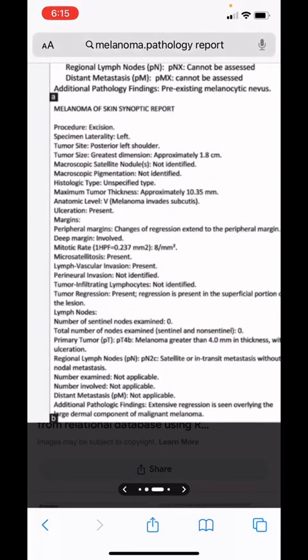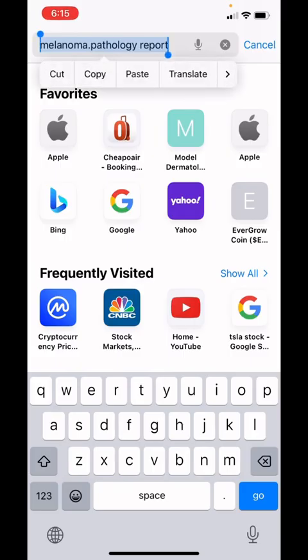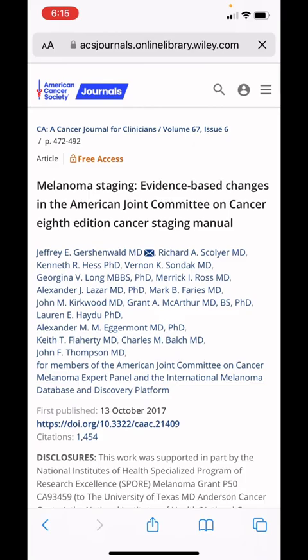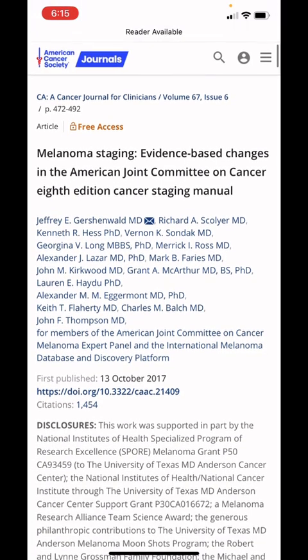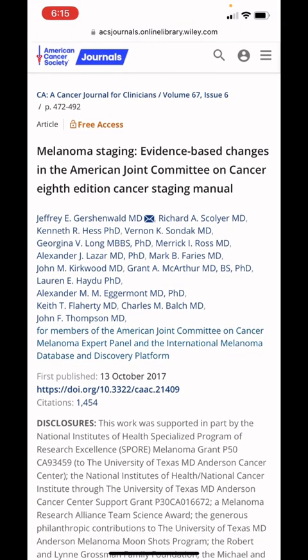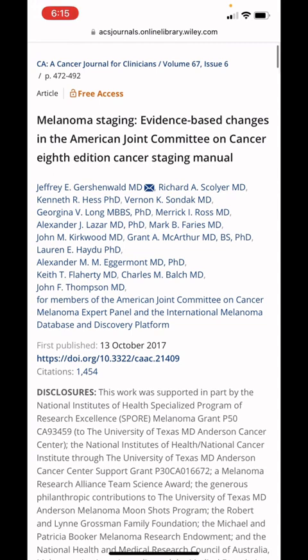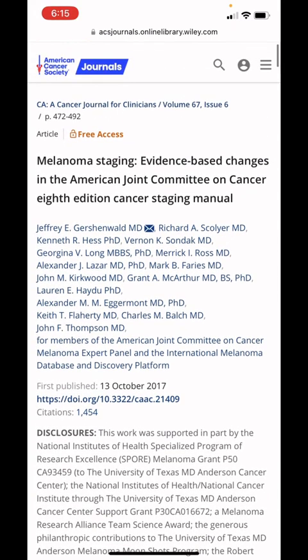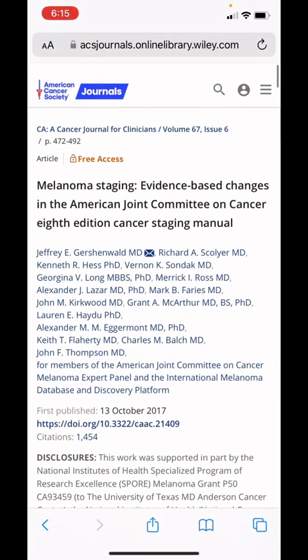Well, we go to these tables. Let me just open this article for you and tell you the name of it. Go to this article, Melanoma Staging: Evidence-Based Changes in the American Joint Committee on Cancer 8th Edition Cancer Staging Manual. That was published in 2017. This is where you can find the tables of survival and anything you want regarding the staging.